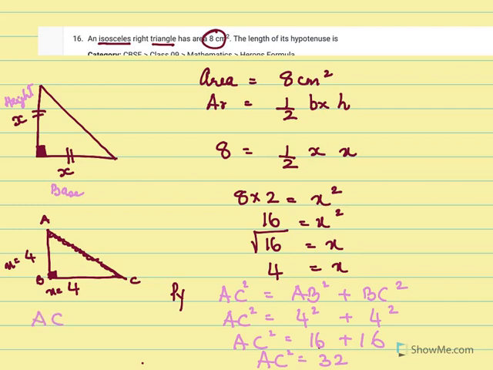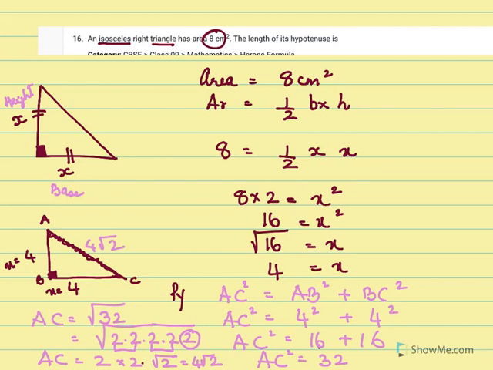So AC is under root of 32, and if you break up 32, it is 2, 2, 2, 2, 2, five times. So AC equals this 2 will come out as one, this 2 is another 2 pair, and this one remains alone inside, so it is 2. So the answer is 4 under root 2. So our AC is 4 under root 2.